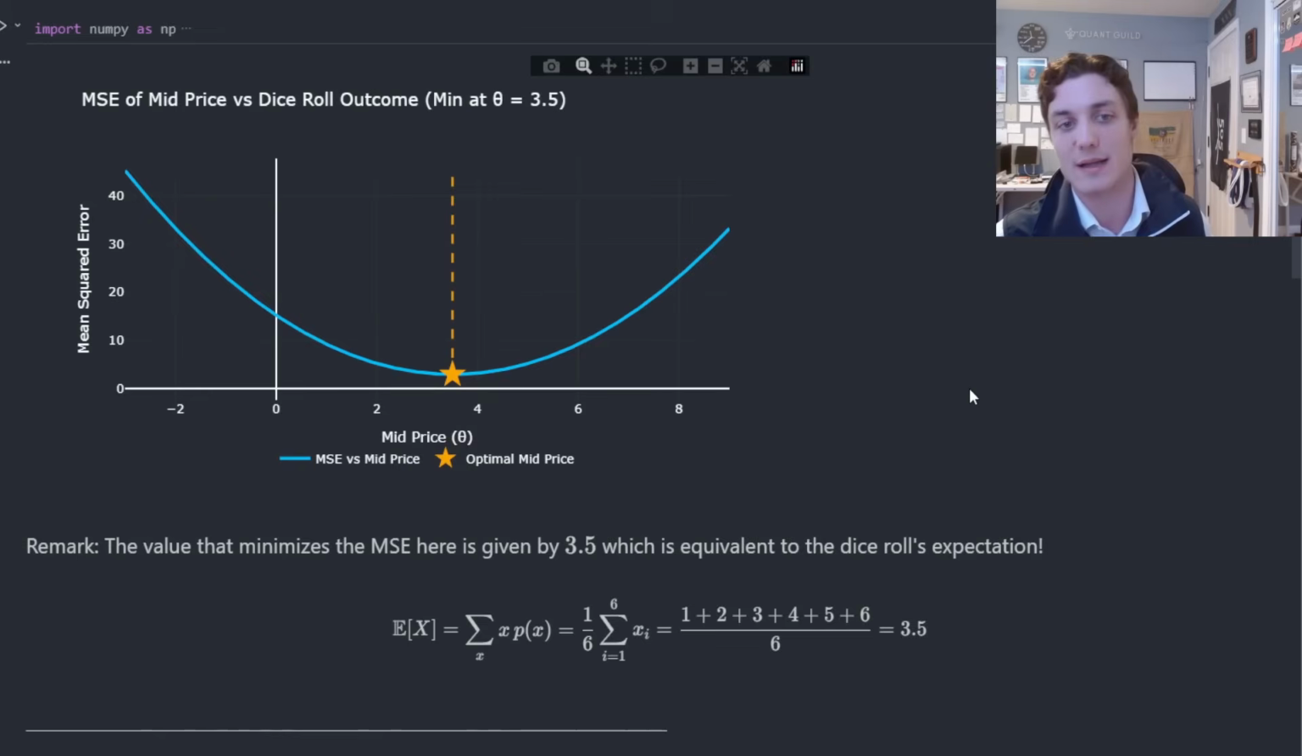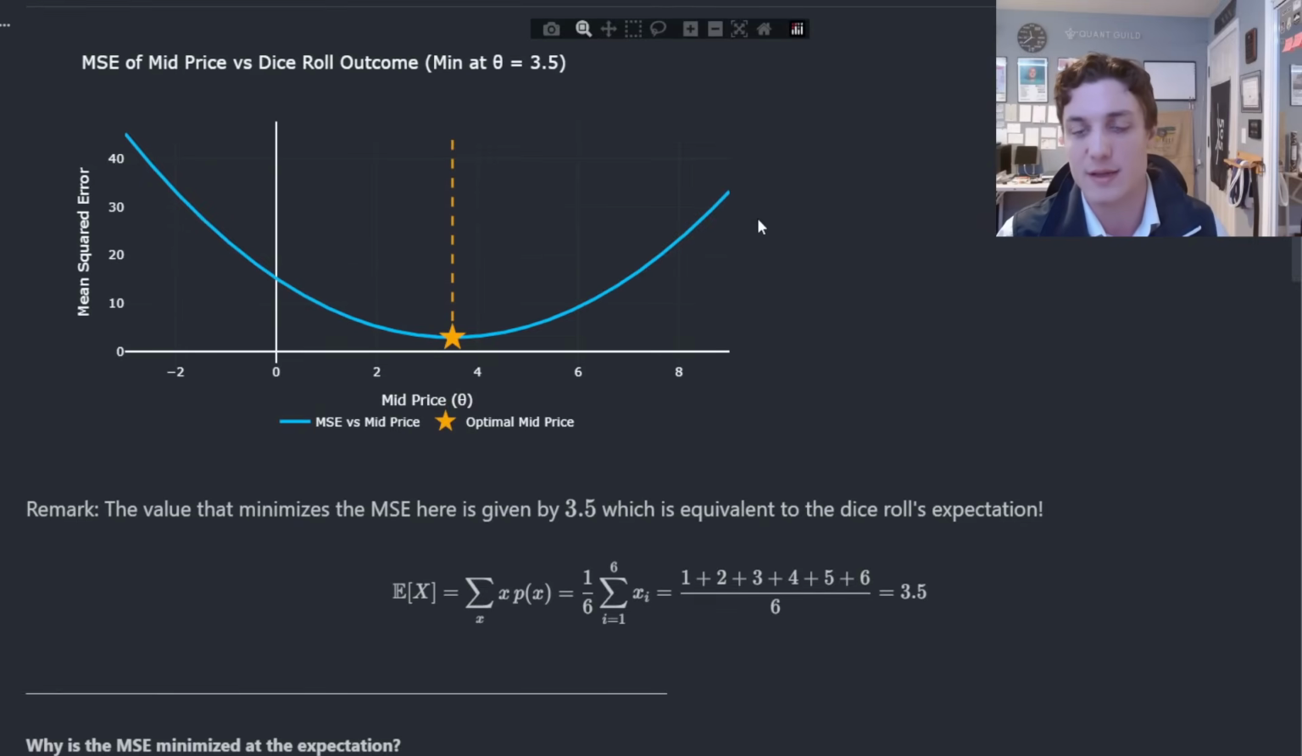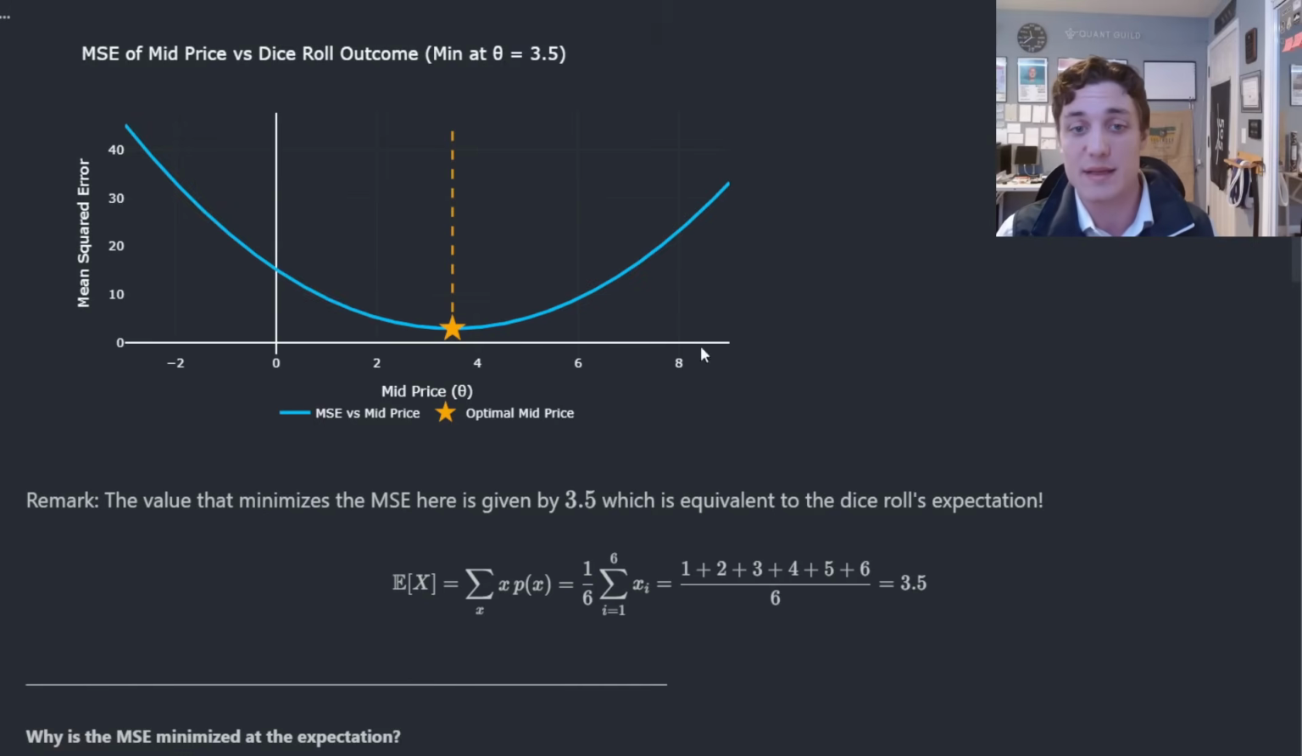I want to pick the best theta possible to produce the lowest error. And if I visualize this for you, you can see we get something that looks like a nice quadratic here. And the lowest point on this function is going to correspond with the theta input that produces the lowest error. In other words, functionally, it is our best guess for the value theta, our mid price, the outcome of a dice roll. It turns out that this value, our best guess for the outcome of a dice roll, is 3.5, but a dice can't land on 3.5. Where did this value come from?